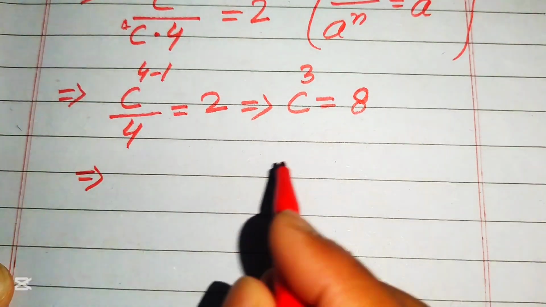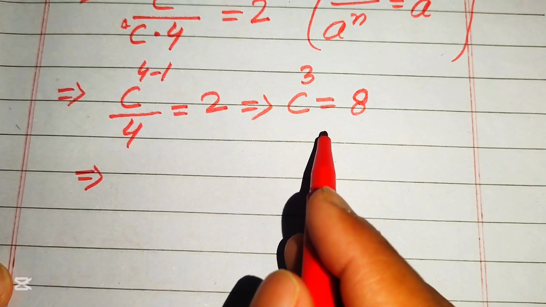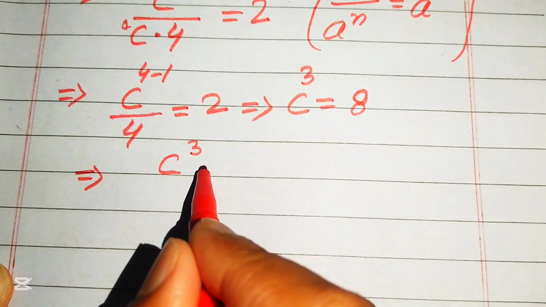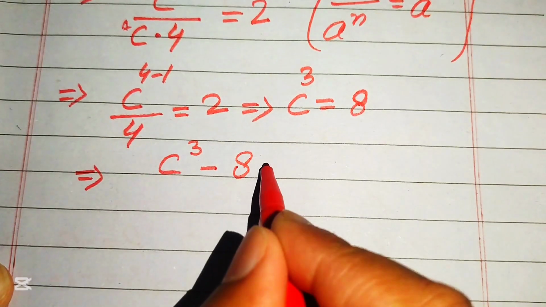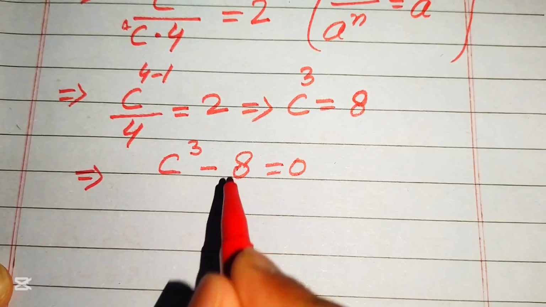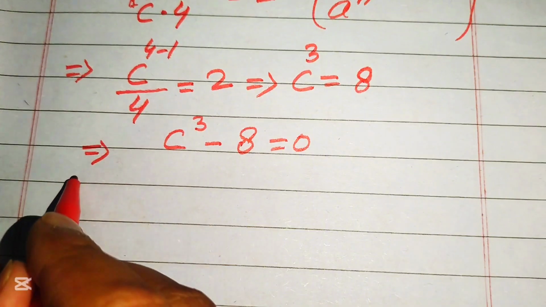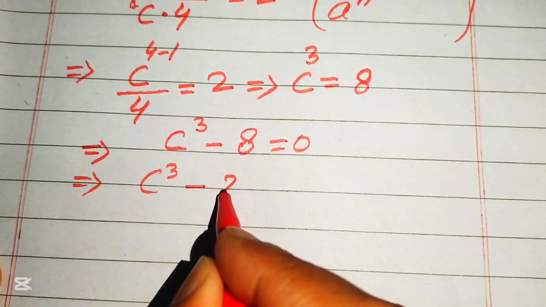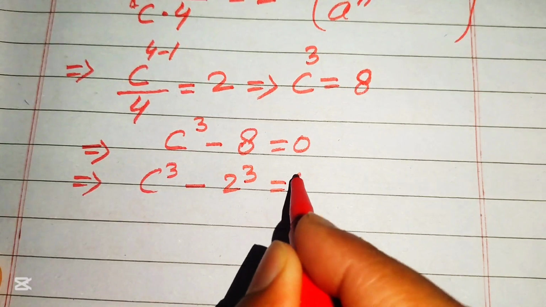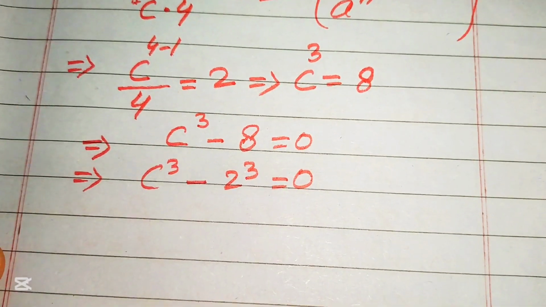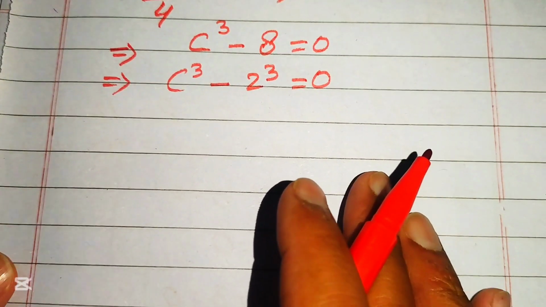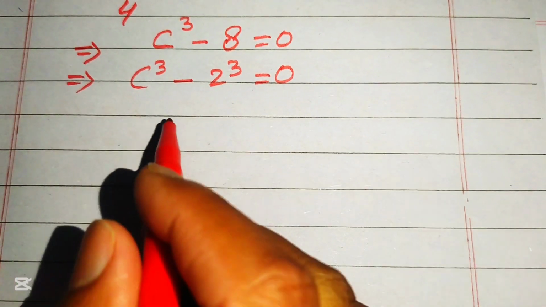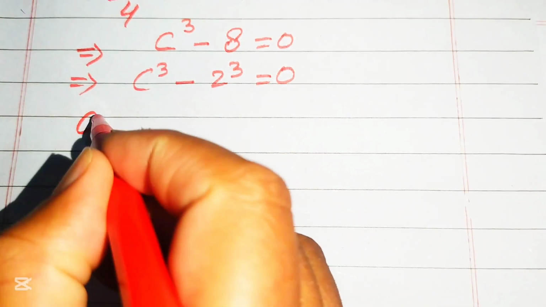In order to get the value of c, we first move this 8 to the left hand side, and it will be written as c cubed minus 8 equals 0. Now we rewrite this equation as c cubed minus, we write this 8 as 2 cubed, and this whole equation equals 0. Now we will apply the cubic formula on this equation in order to solve this cubic equation.